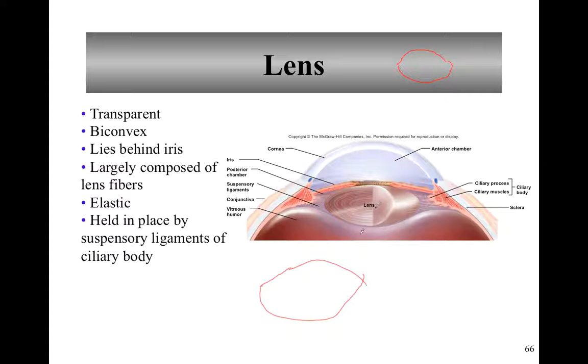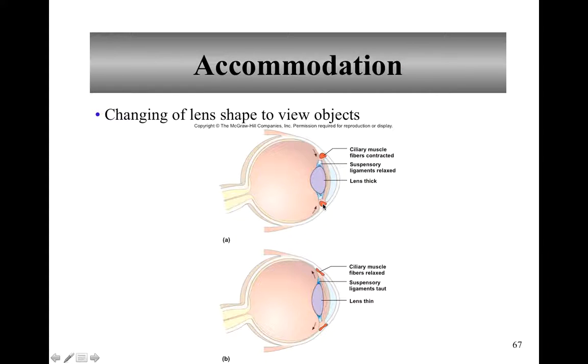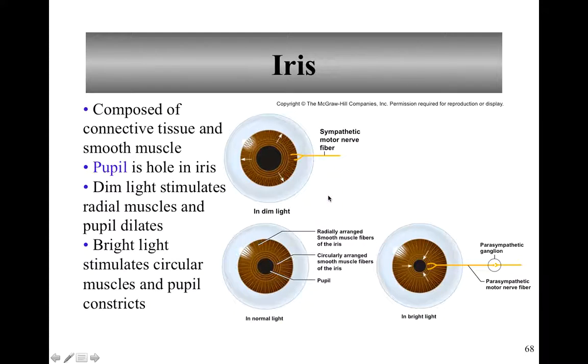It's elastic, and it's held in place with that ciliary body, but more by those suspensory ligaments. So these are the suspensory ligaments. They're not labeled here, but there they are. Oh wait, no, they're right here too. There they are labeled. Now, accommodation is when we change, this is focusing. So we change the shape of the lens to view objects that are further away or closer to us.